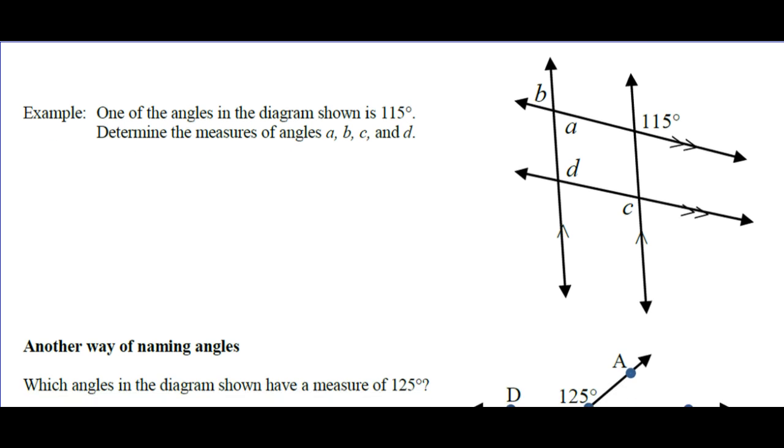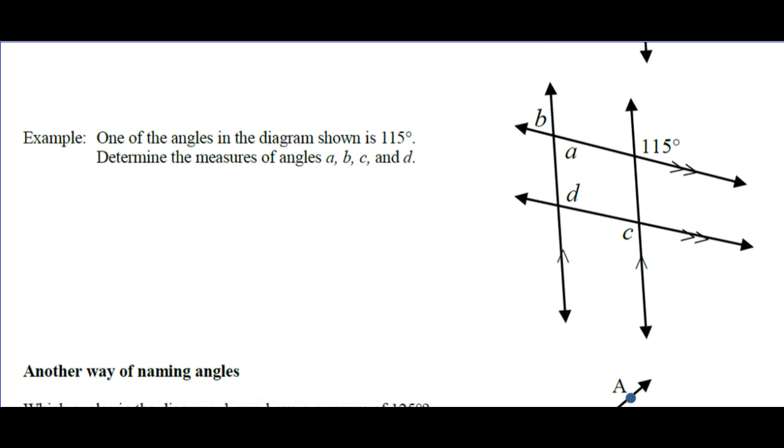One of the angles in the diagram shown is 115 degrees. Determine the measures of angles A, B, C, and D. So we got 115. Where do we start? Can we immediately say that angle A is whatever? C is 150. How do you know C is 150? Because they're close. Does C look like 150? Maybe it is, maybe it isn't. I don't know. How do you know?